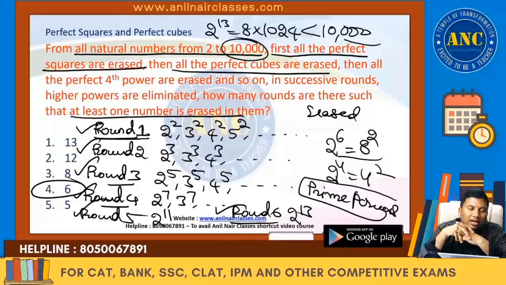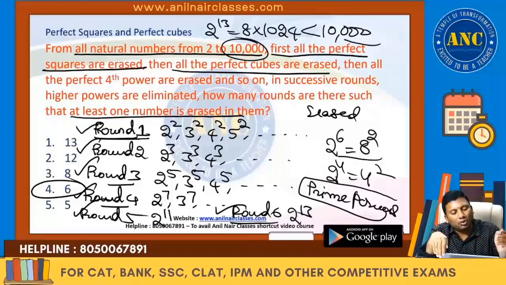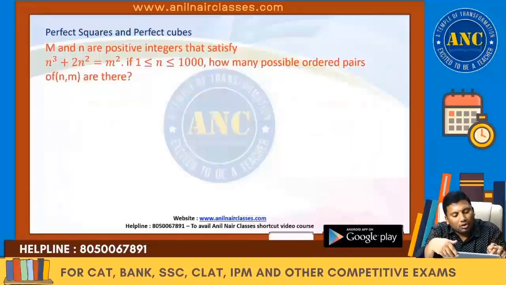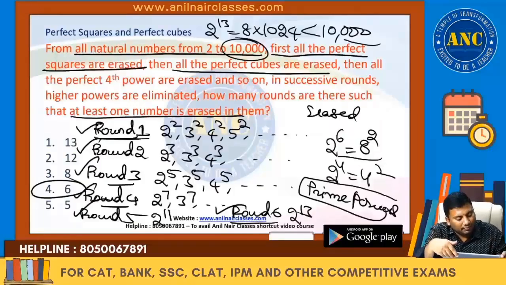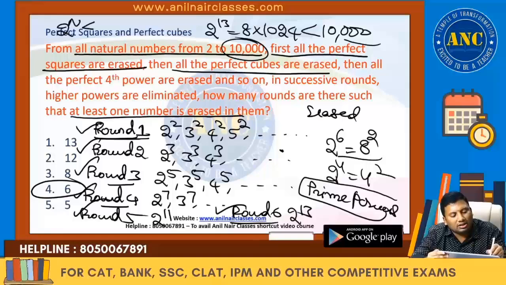What is the 2 power n? Because it is starting from 2, 2 power n is nothing but less than 10,000. I hope the idea is clear.